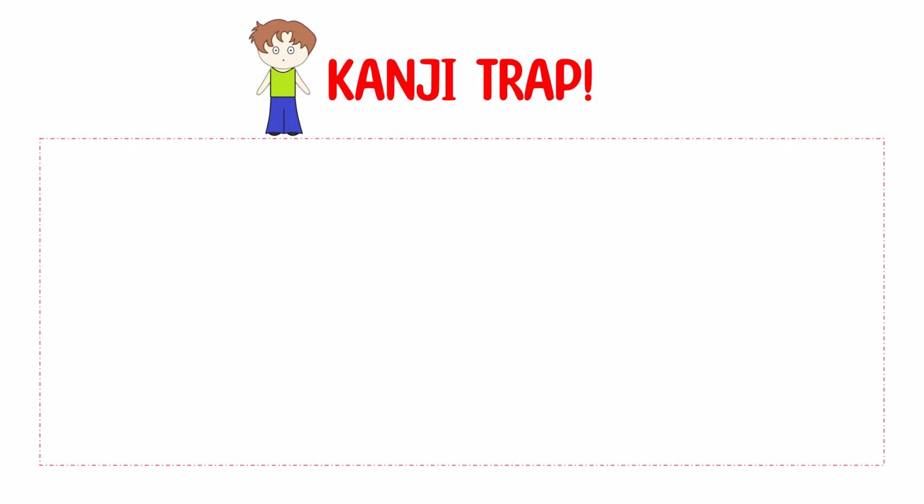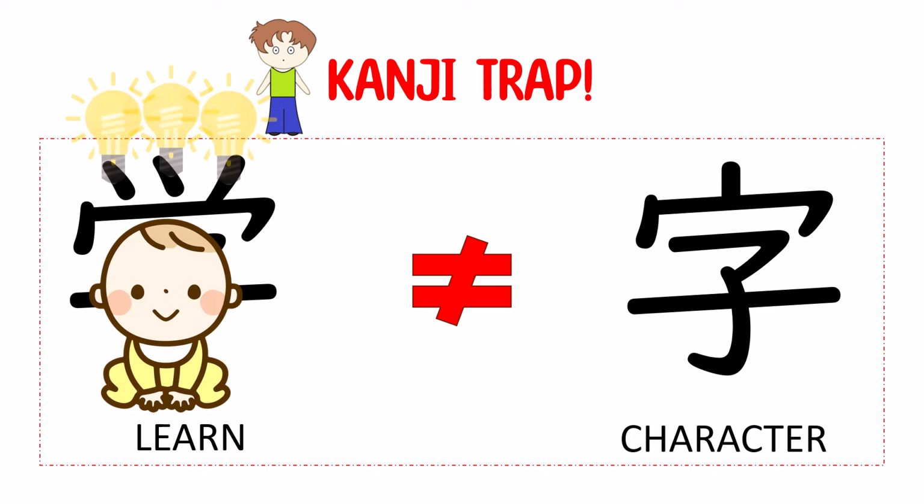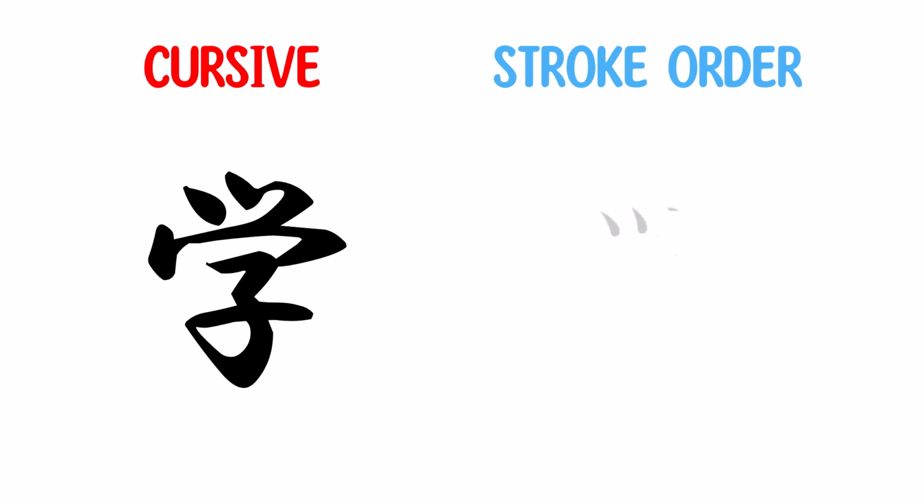Do not confuse learn with character. Although the kanji learn has been simplified, some students remember it by thinking of it as a child with 3 light bulbs on top. So next time you see this kanji, imagine the roof of a school and the eager hands of students reaching for knowledge. Learning is not just in the books, it is the curiosity you carry with you.